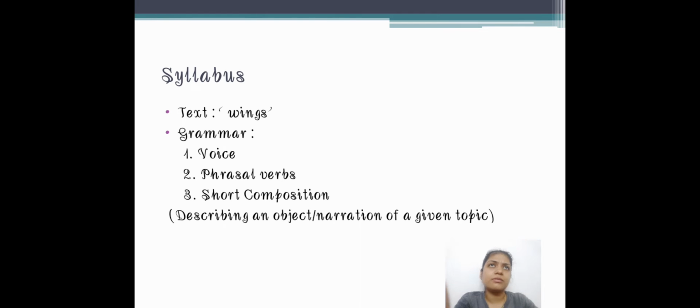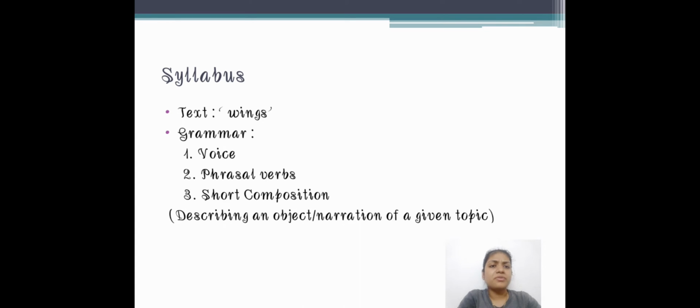Now, voice. We know about voice, as in our primary standards we have studied some grammar topics, but there are still some students who do not have a clear idea of what actually is the difference between voice and speech, that is, active-passive voice and direct-indirect speech. So they have a bit of confusion in this topic, but I'll do my level best to make you sure what is the actual meaning of active voice and passive voice.